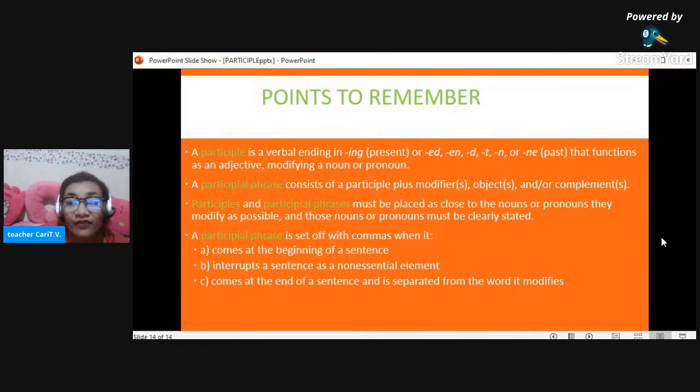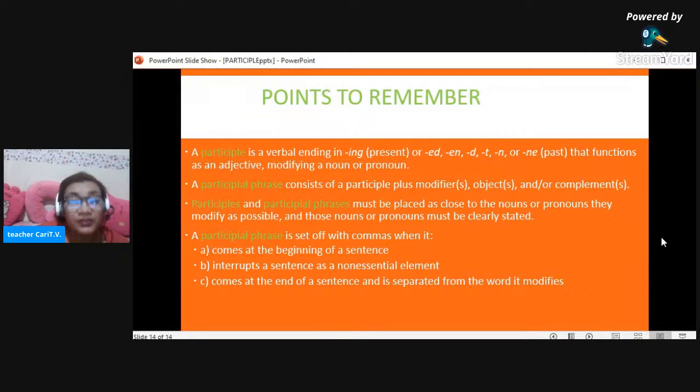A participle is a verbal ending in ing in the present, or ed, en, d, t, n, or ne for the past, that functions as an adjective, modifying a noun or pronoun. Let's review the 2 kinds of noun: proper nouns and common nouns. Remember the examples of pronouns: he, she, personal pronouns; we, they, I. These can also be modified by these participles.